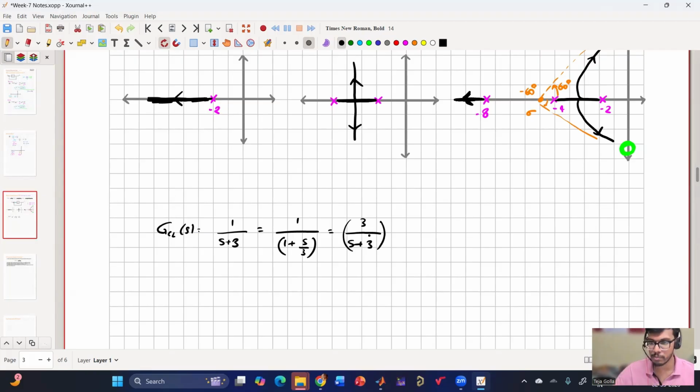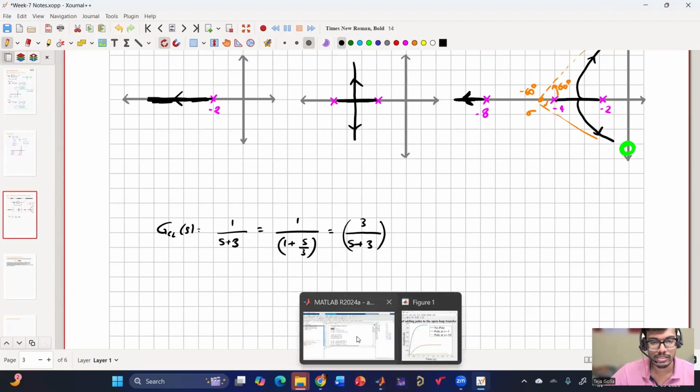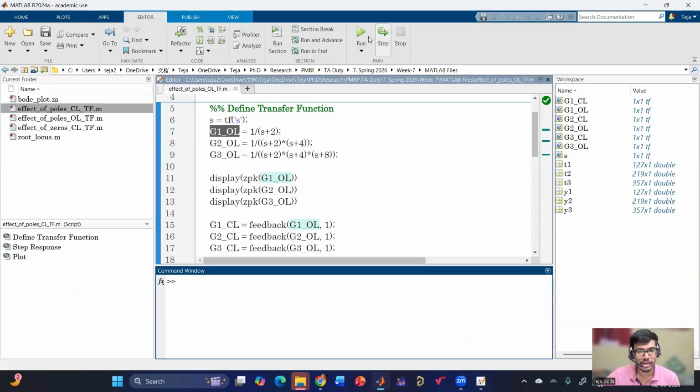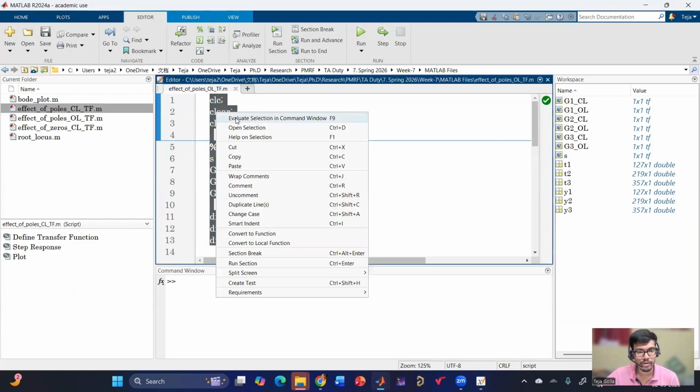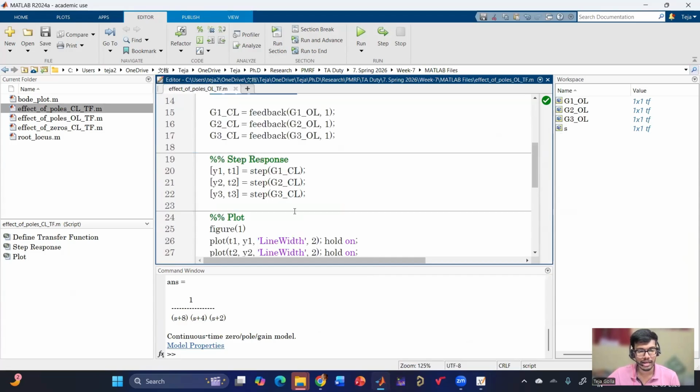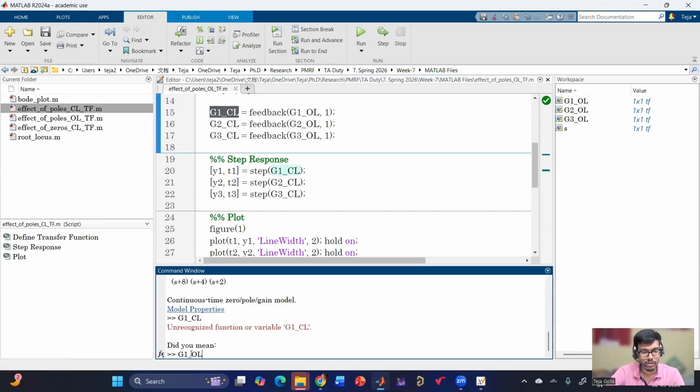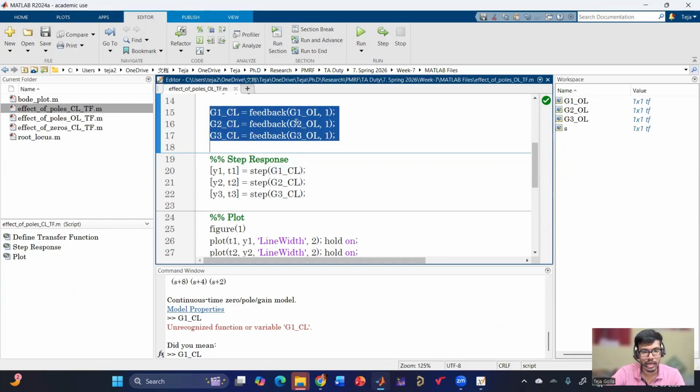So I have to multiply it by a factor so that the DC gain will become 1. So let us multiply that. If I calculate all this, say if I'm running till this point, I have calculated. So now let us see the G1 closed loop. So what is my G1 closed loop? I think they are not calculated. Let us calculate this.